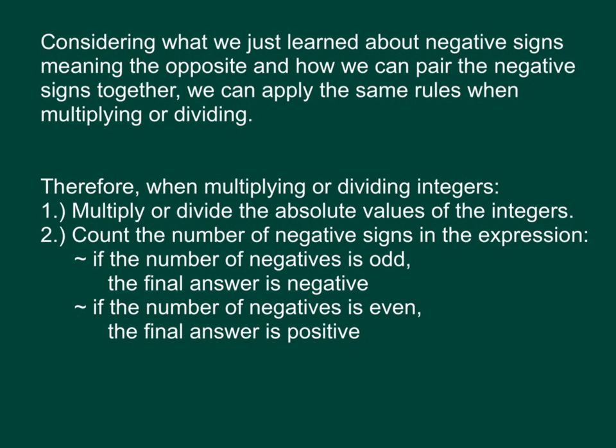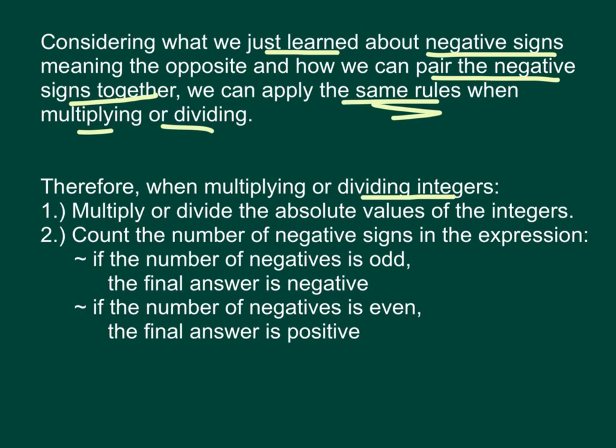So, that means going forward, we consider what we just learned about those negative signs, how we paired those negative signs together. We apply those very same rules when multiplying or dividing. So that gives us our rules. When we multiply or divide integers, as always, we deal with those absolute values, multiply or divide as usual, and then we count the number of negative signs. If it's odd, our final answer is negative. If it's even, our final answer is positive.